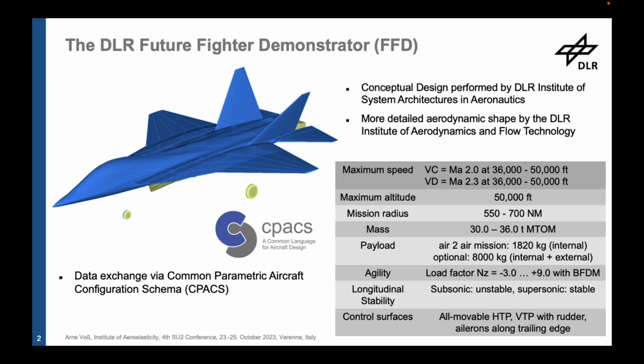The aircraft has control surfaces. We have 2 horizontal tails, which are all movable. Then we have 2 vertical tails sitting on the fuselage with conventional rudders. And then we have ailerons here along the trailing edges of the wing.